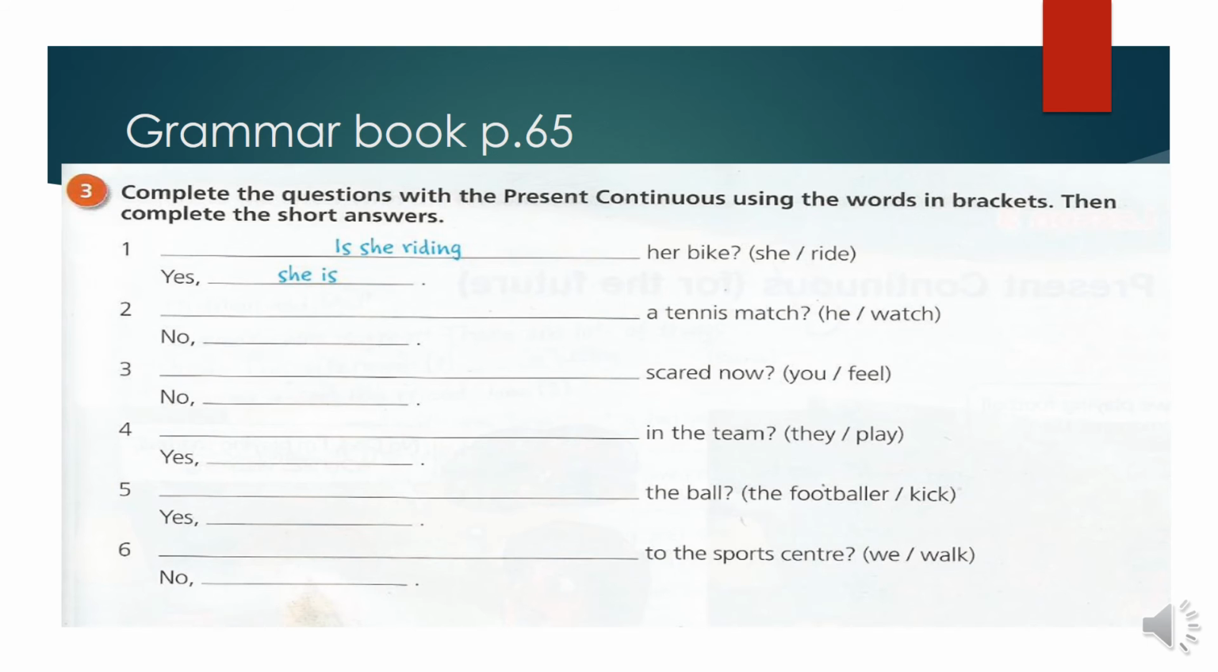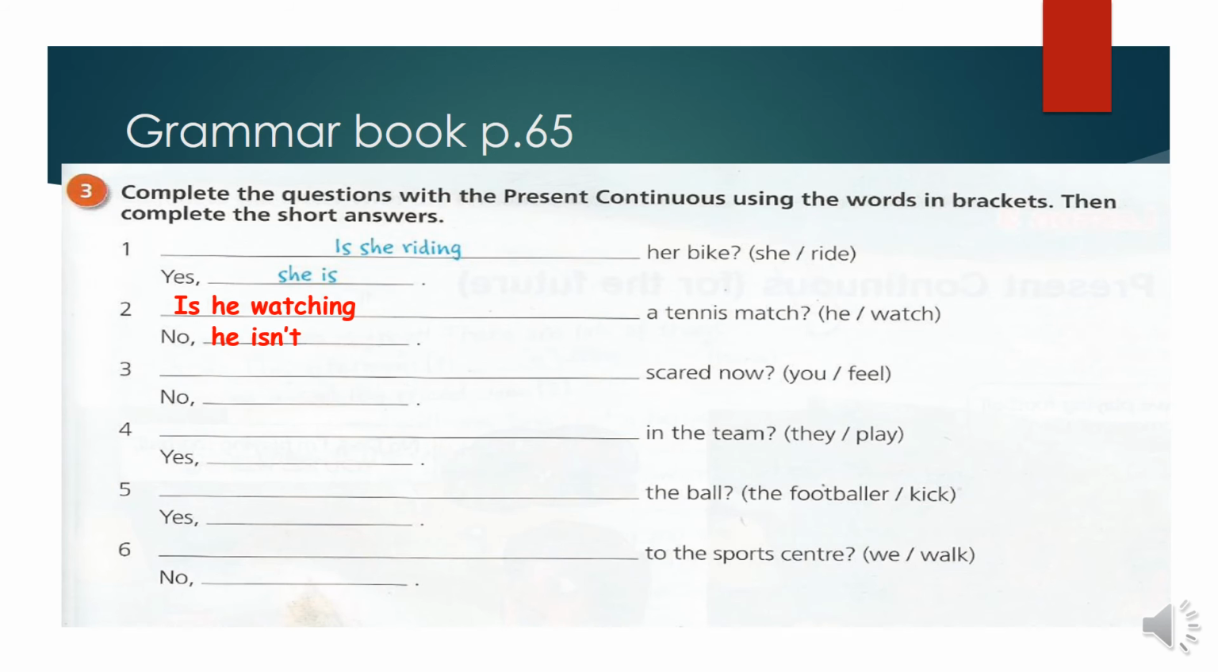Let's do number 2. I will start with am, is, or are plus the subject. Then I will put the main verb with ing. Look at the words in practice: he is asking me to use what he watches. So, a tennis match. It will be, is he watching a tennis match? The answer, no. After yes or after no, I must put a comma. Then I make a scissor shape. No, he isn't. Don't forget to put not with no.